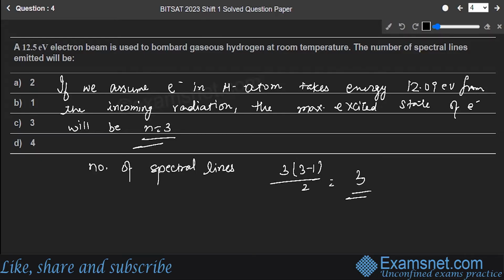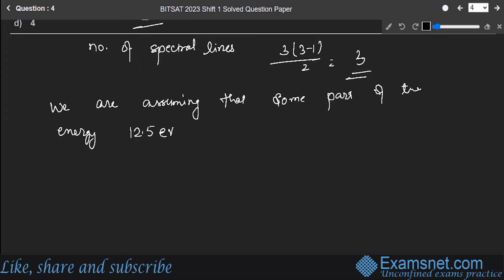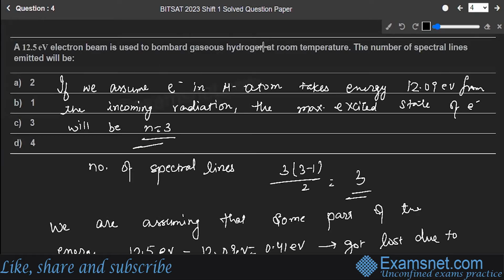See here in the question, we are assuming that some part of the energy, 12.5 electron volt minus this much, so this much is the difference, 0.41 electron volt, got lost due to collision. Okay, so the number of spectral lines, this is the answer, 3. Option C is the correct answer. Hope you got that. Let's move to the next question.